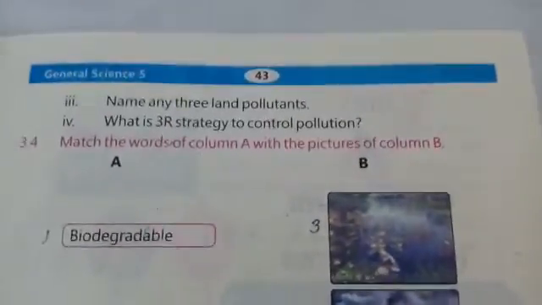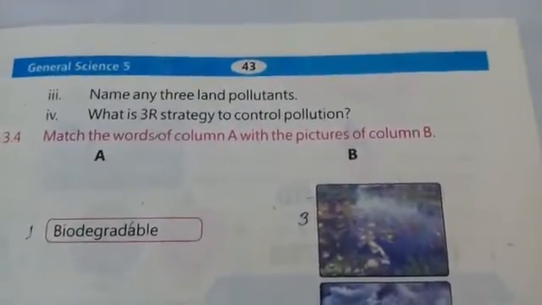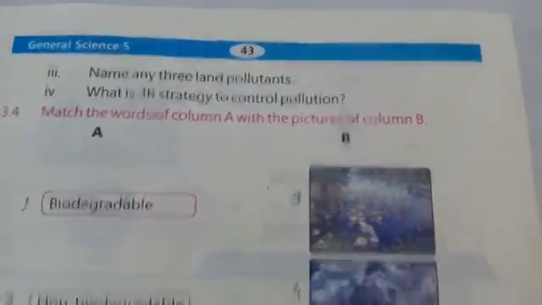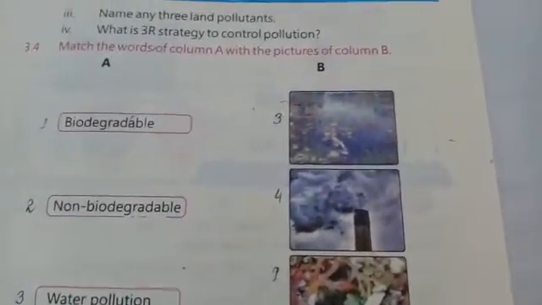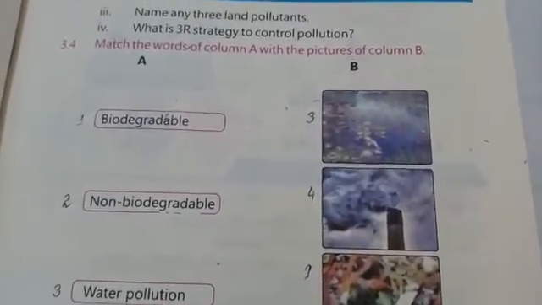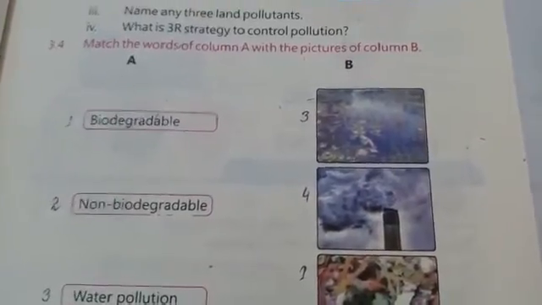In the first picture you see dirty, polluted water. Therefore, it shows water pollution. Number 3 has been written with the first picture. In the second picture, smoke is coming from a factory, which shows air pollution. Therefore, number 4 has been written with this picture.